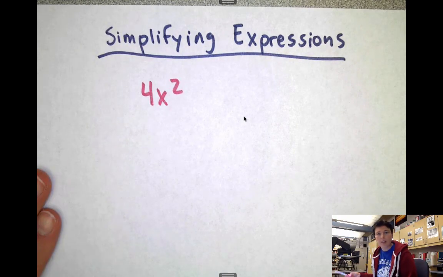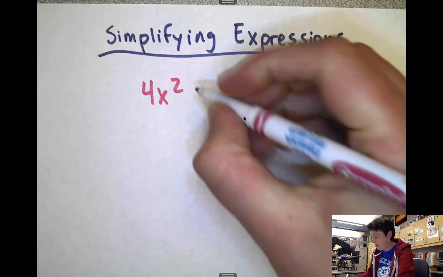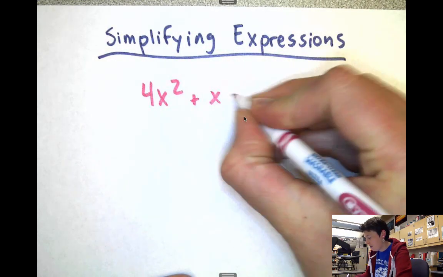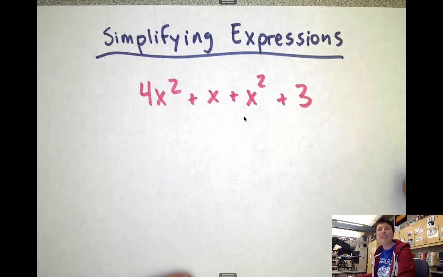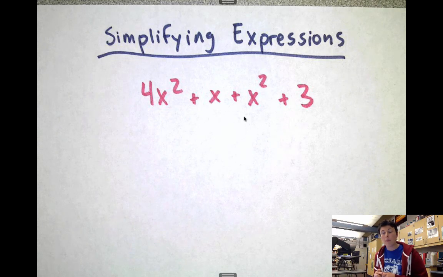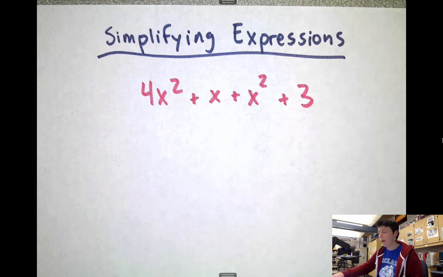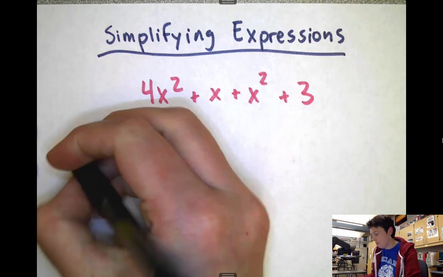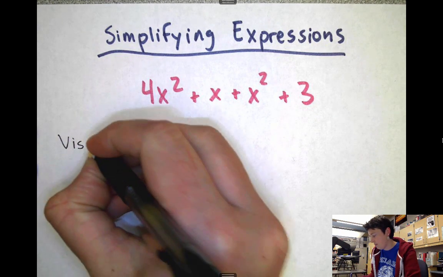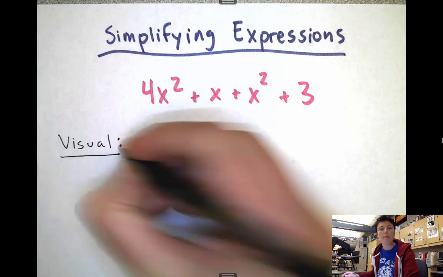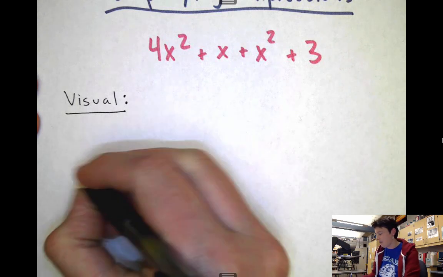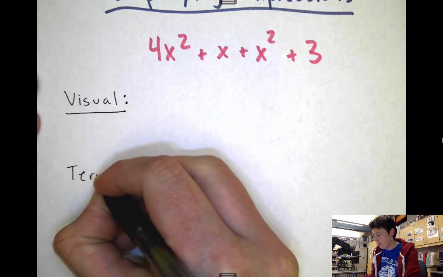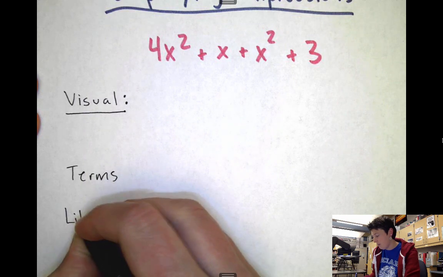So we're going to write this expression out, 4x squared plus x squared plus 3. And there's a few different things we want to be able to do here. One, we want to be able to simplify, but we also want to be able to visualize what we're looking at. So something we've been working on in class is we try to draw a visual. That's one of the things we want to be able to do, draw a picture of what this means. We also, hopefully, can identify some important things, like what are the terms and what are the like terms.